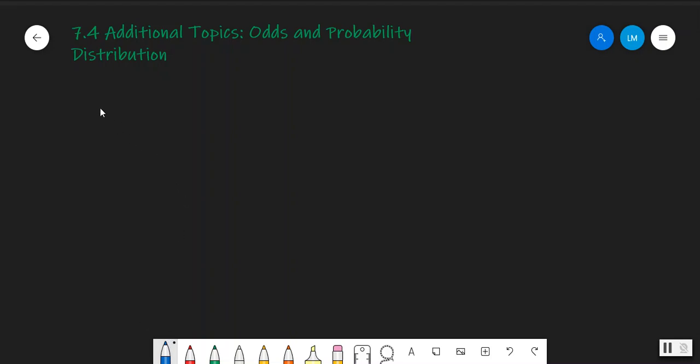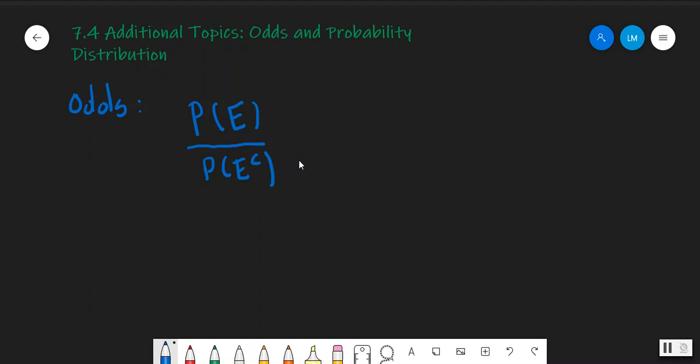Hello, so today I'm going to talk a little bit about odds and probability distribution. Now, when we talk about odds, how do we find the odds of a particular event? We say that the odds is determined by the following: you take the probability of an event divided by the probability of an event that does not occur.